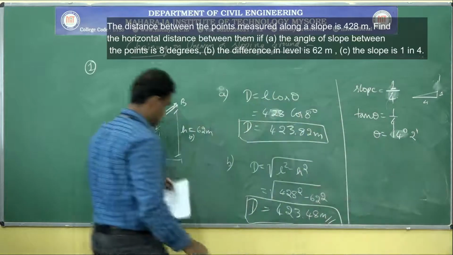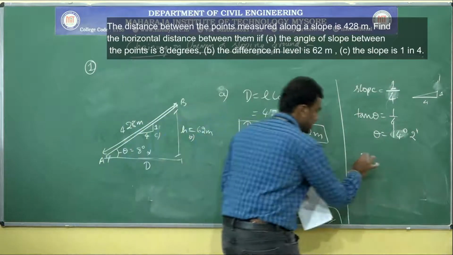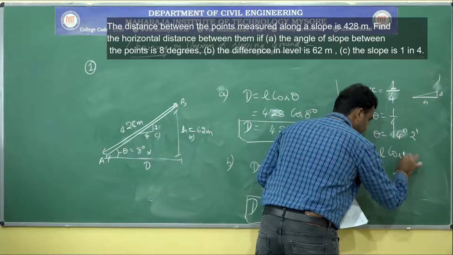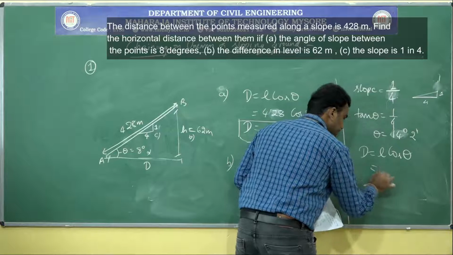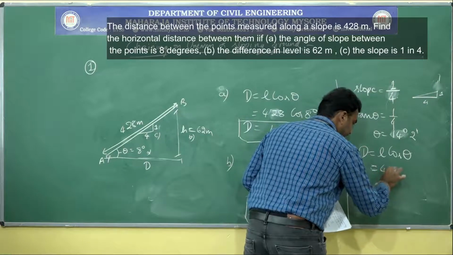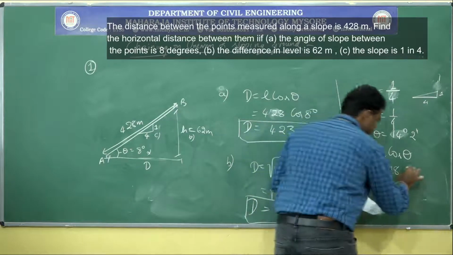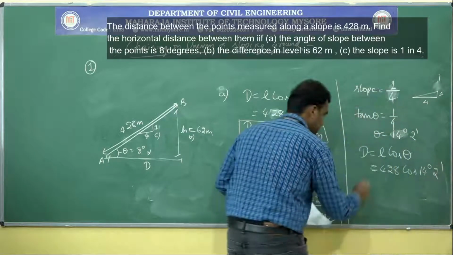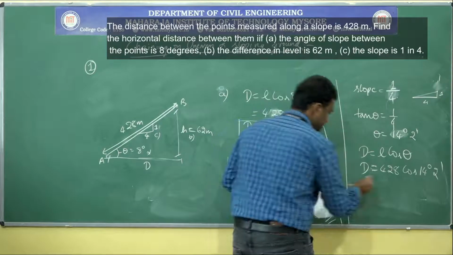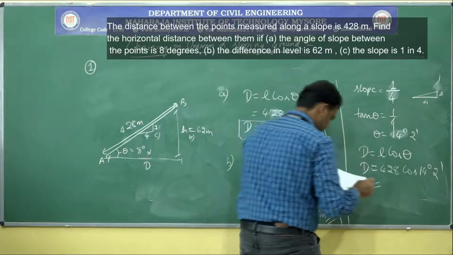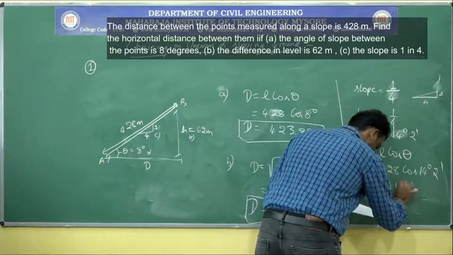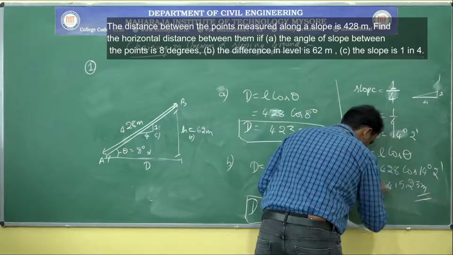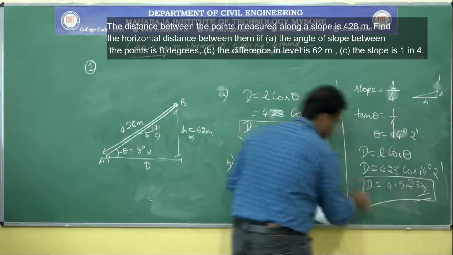By knowing theta, as in the first case, I can easily calculate the horizontal distance like this. D is equal to L cos theta. So L, we know, is 428 meters into cos 14 degree 2 minutes. D we'll get as 415.23.